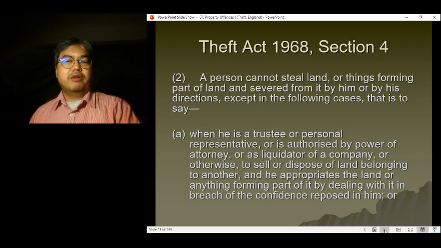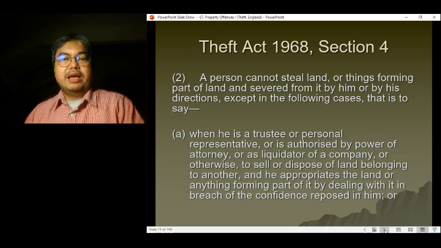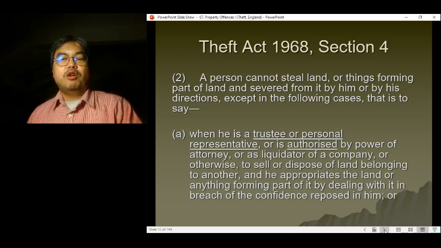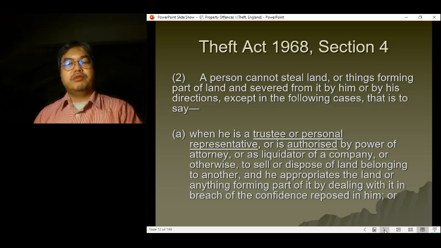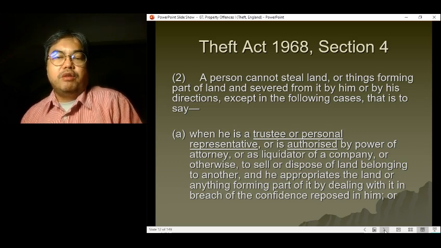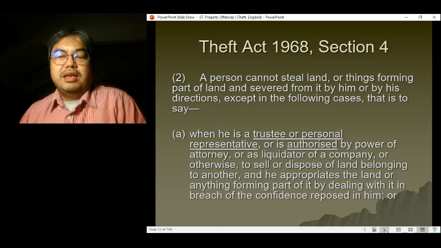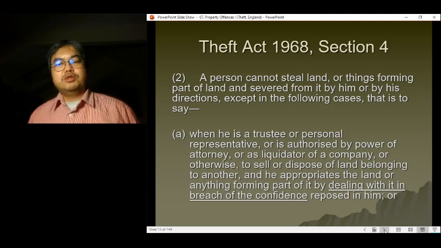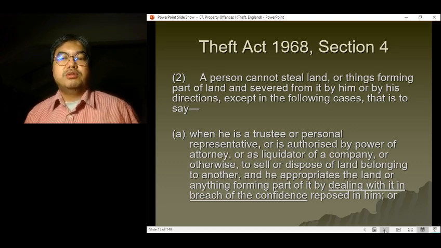So we're talking about a situation where the person is a trustee or personal representative, or is authorized by a power of attorney, or is liquidator of a company, or otherwise, to sell and dispose of the land belonging to another. He appropriates the land or anything forming part of it by dealing with it in breach of the confidence reposed in him. So he's authorized to actually sell or to dispose of the land.